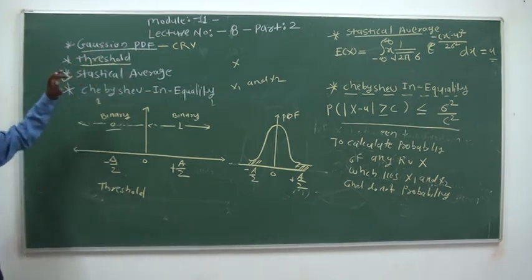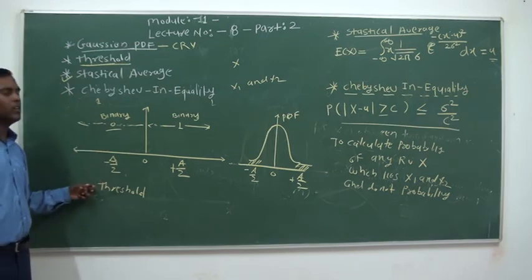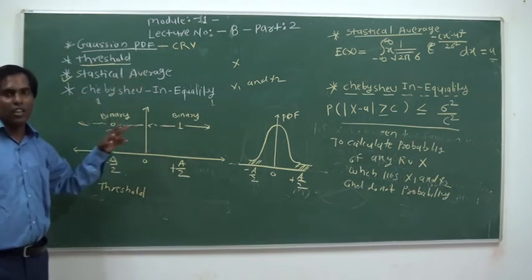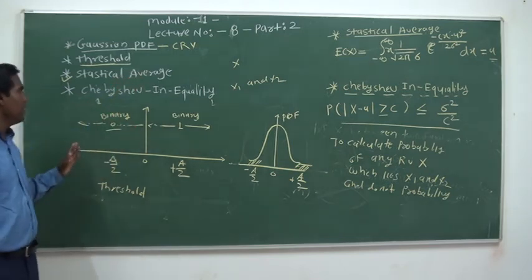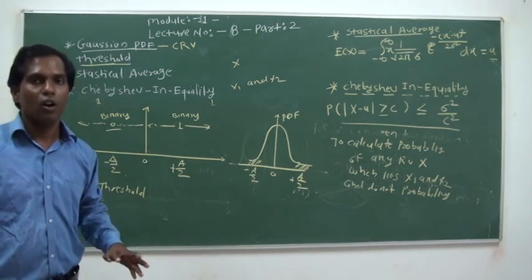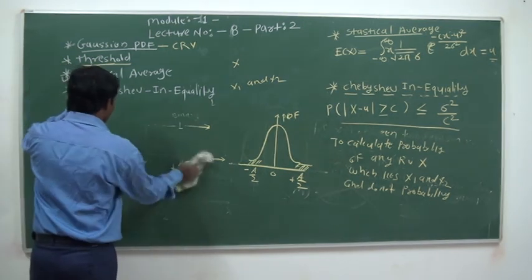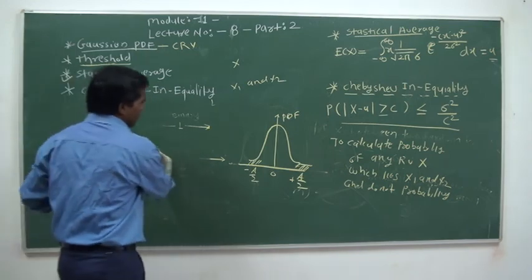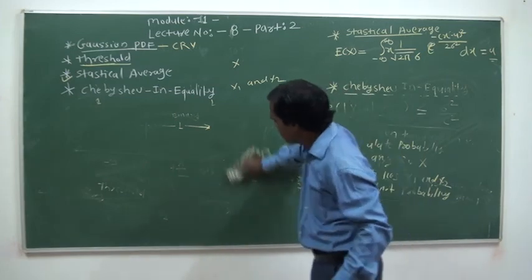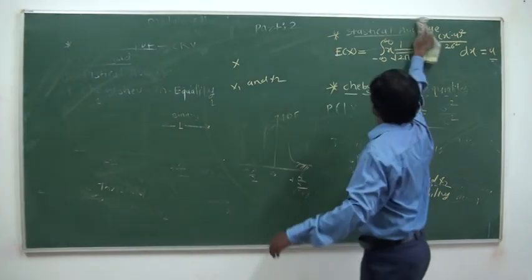So this is about the Gaussian PDF. What will be the use of the Gaussian PDF? Its properties, then the threshold value, which is very useful when noise is added in digital communication, the statistical average, which is equal to the normal mean, and the Chebyshev inequality, which is very useful to calculate the probability of any random variable that lies between two probability functions for the continuous random variable. In this way we have come to the four basic terms related to the Gaussian medium.